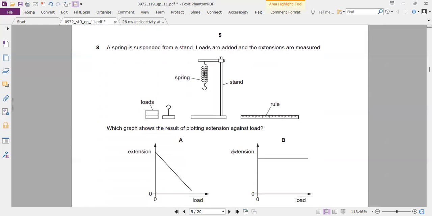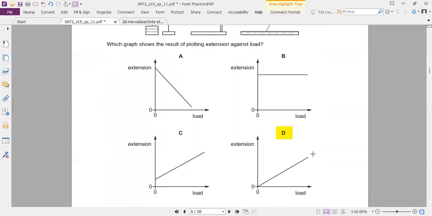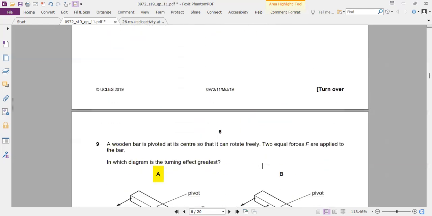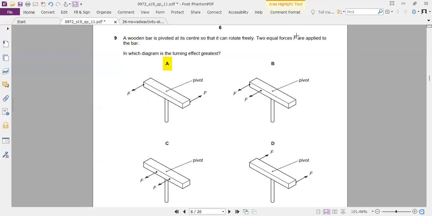So which graph is the load extension graph? It is this one. It is extension and it should start from 0. So number 9. Well, obviously, this will turn anti-clockwise. This will also turn anti-clockwise.